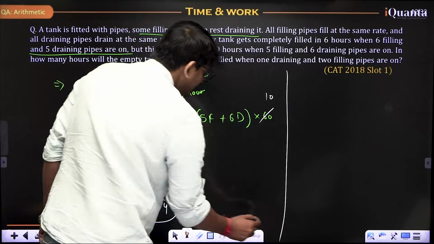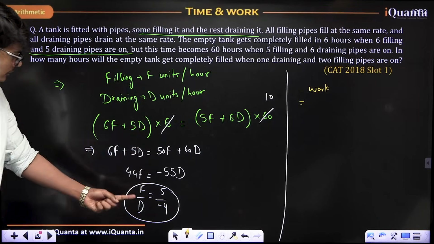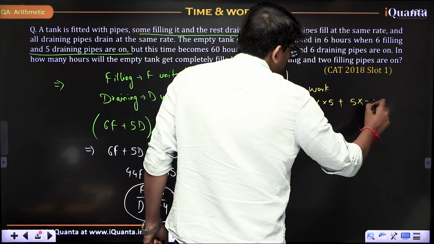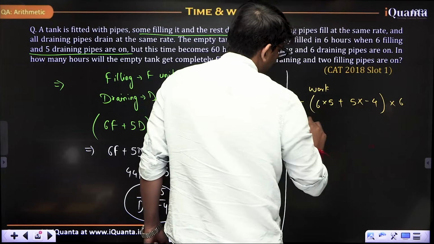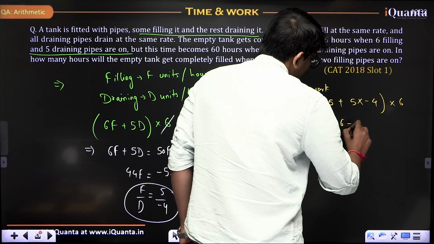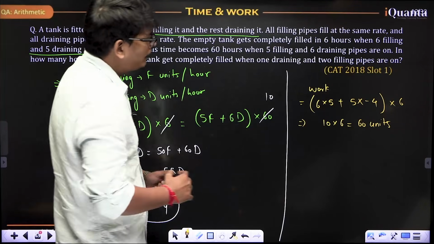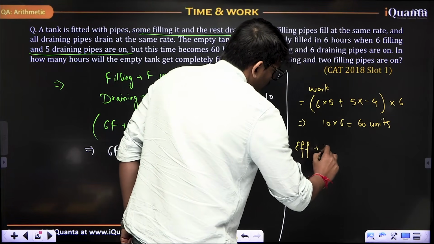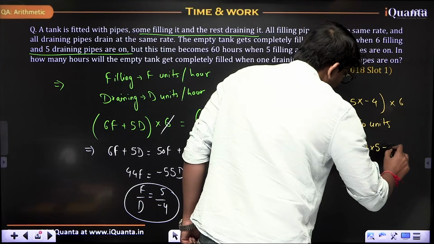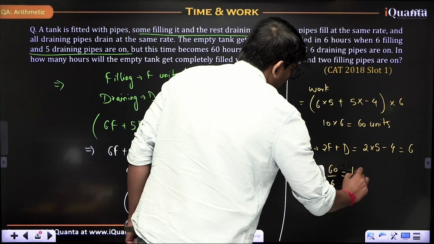नाउ we can easily find out the work also. Work is how much? Put it here. So 6 into 5 plus 5 into minus 4 into 6, right? So work will be 30 minus 20, that is 10 into 6, 60 units. Now this work is done by 1 drain and 2 filling pipes. So efficiency of 2F and 1 drain is, put the value, 2 into 5 minus 4, that is 6. So time taken will be 60 by 6, that is 10 hours.